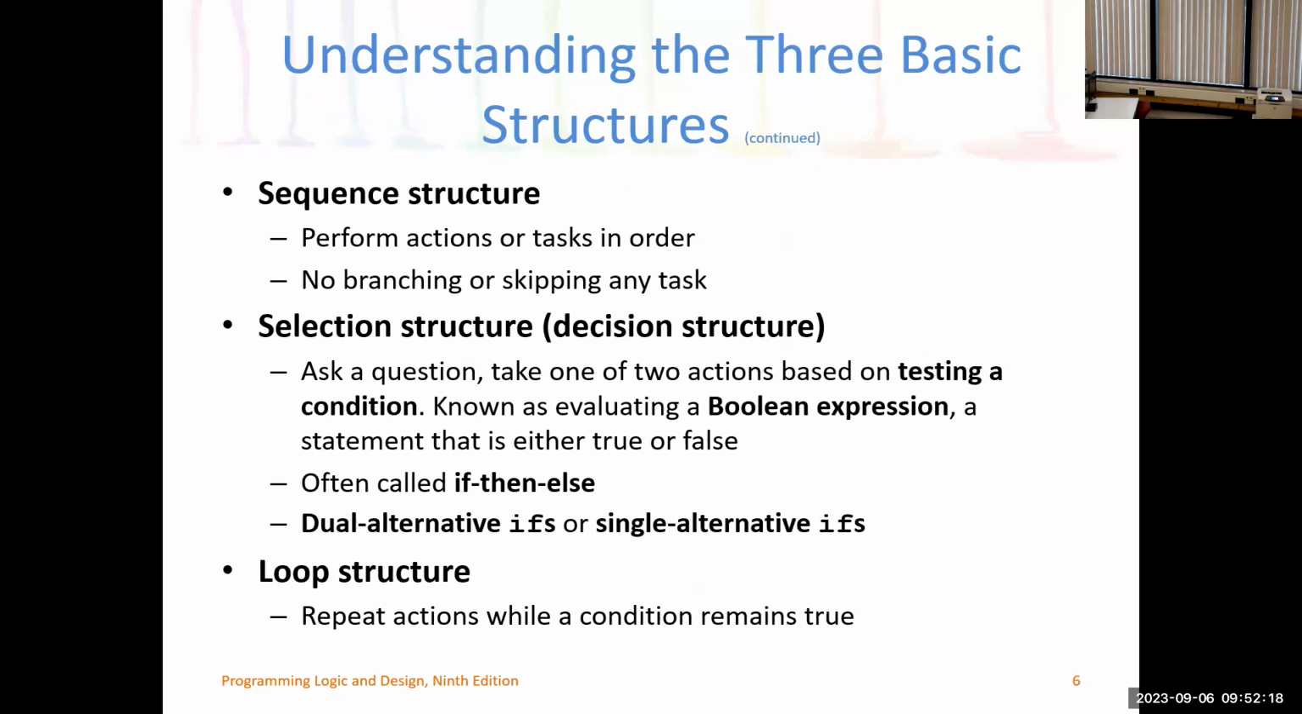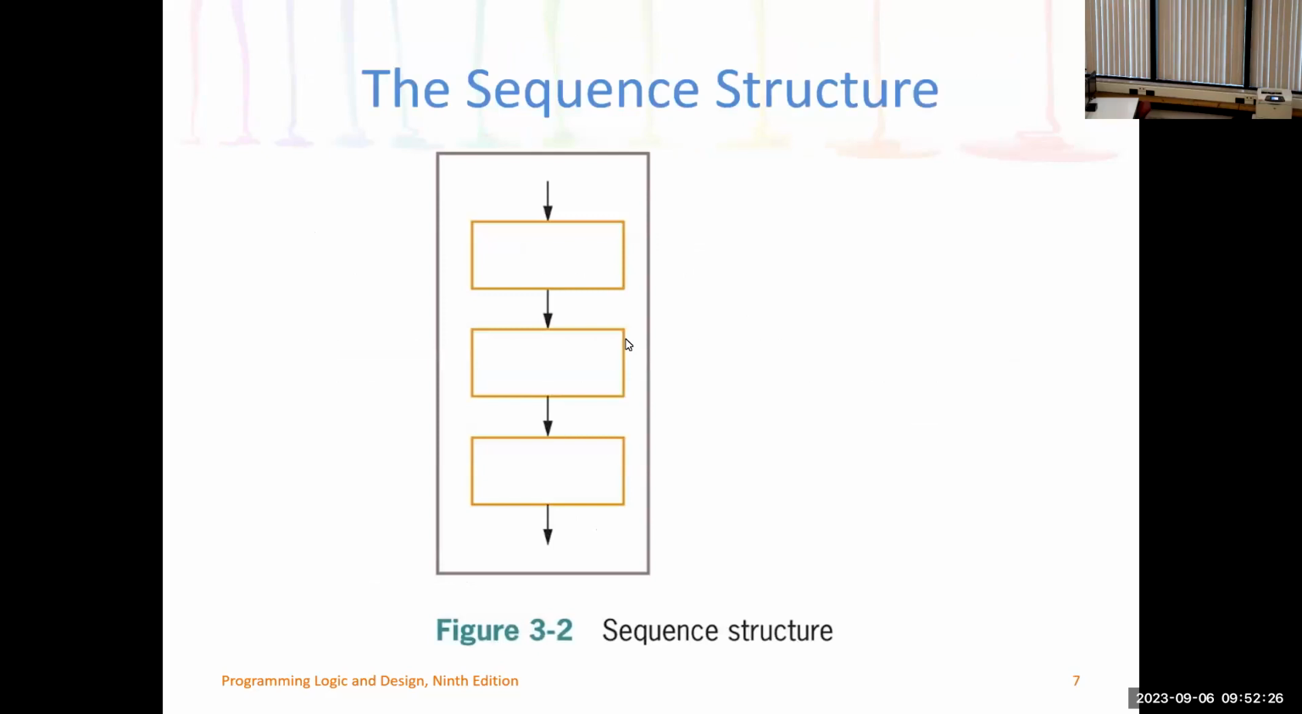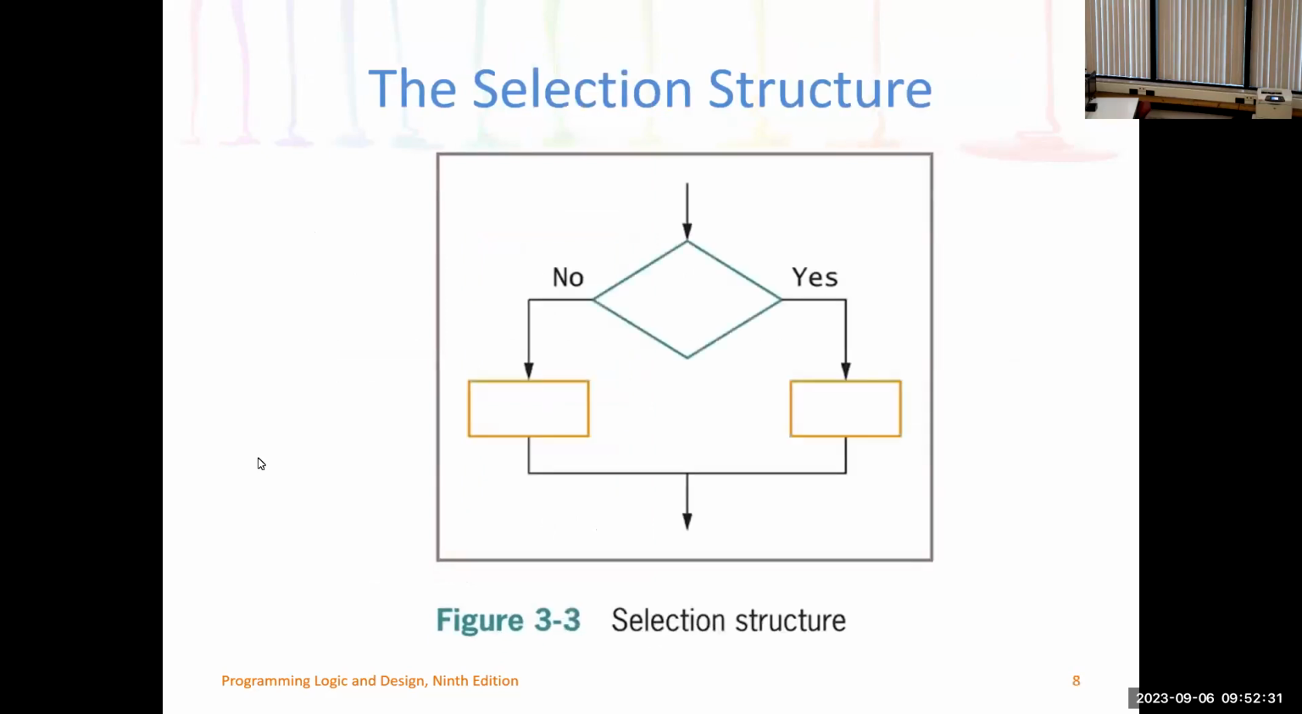But loop structure, you keep doing it again and again, a repeat action, until the condition is not true. Every program is a combination of three structures. A sequence structure, you work in order. And selection structure, you work with branching.